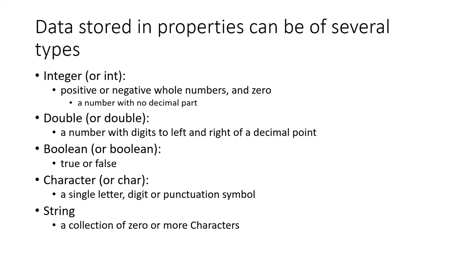Okay, as far as text information, there are two data types that we can use for letters and digits and punctuation. If you have only one character, a single letter, digit, or punctuation symbol, then we call that a character value or property. And so it's either the full word Character with a capital C, or you can use the abbreviation char.